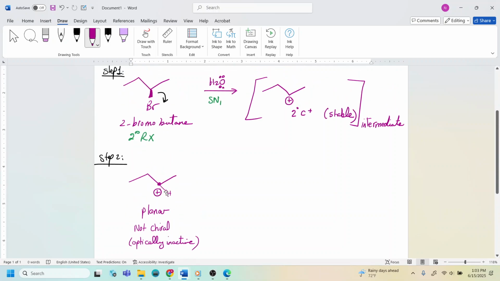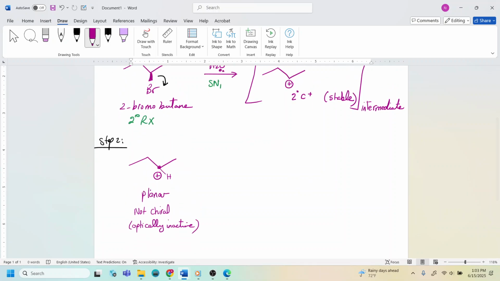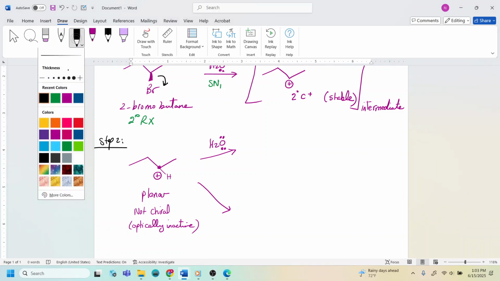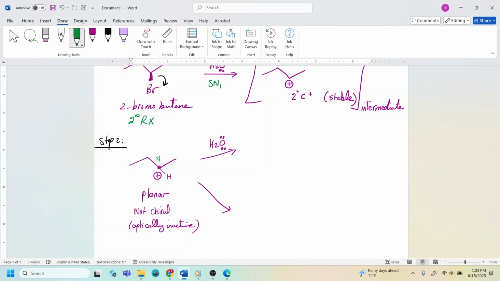So now in the second step, we are going to use water, and the reaction goes by 2 ways. Because the carbocation is planar, with sp2 hybridization, water can attack either from the top, or water is going to attack from the bottom. And you have to consider both of the cases, you guys.